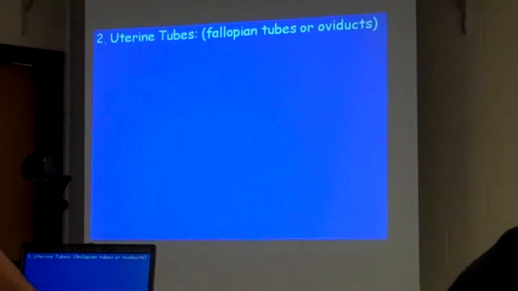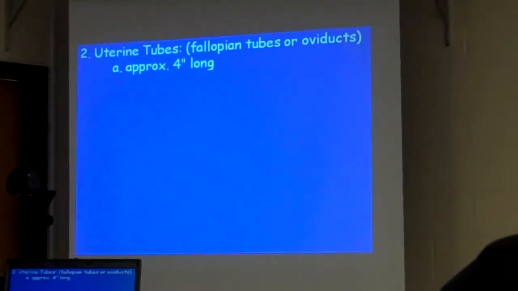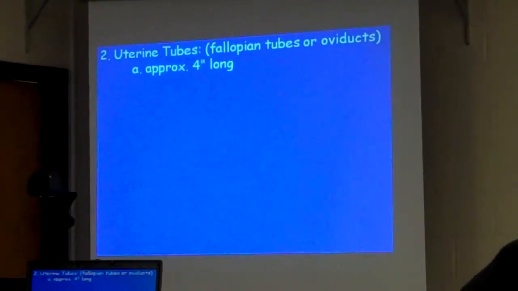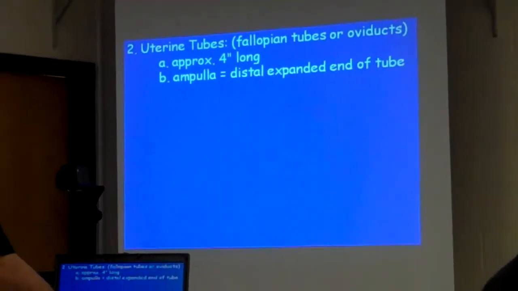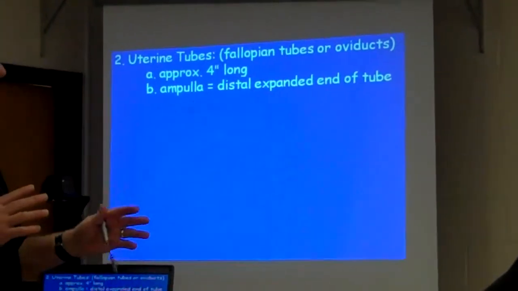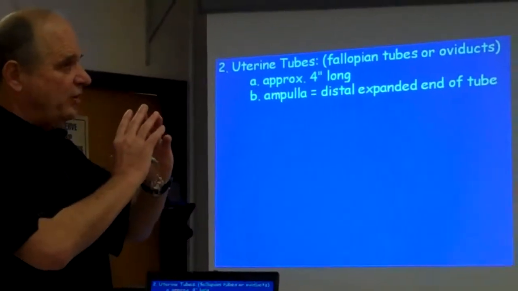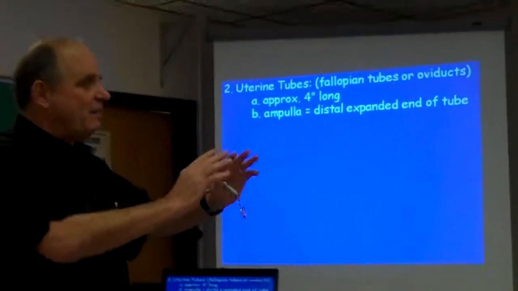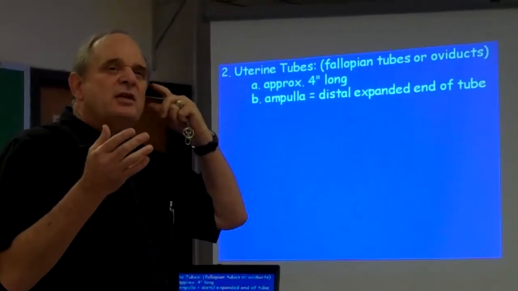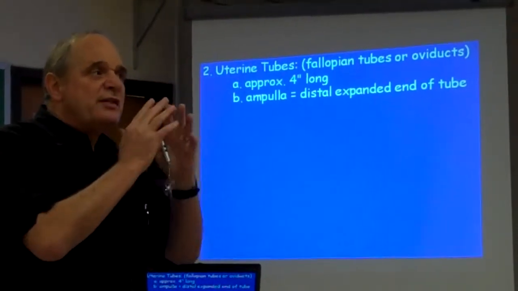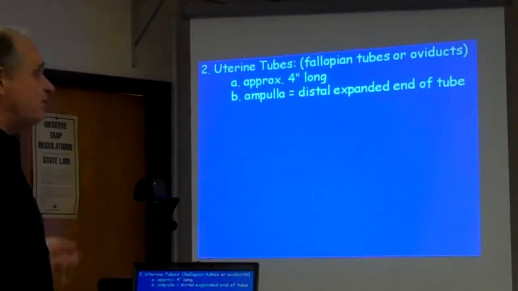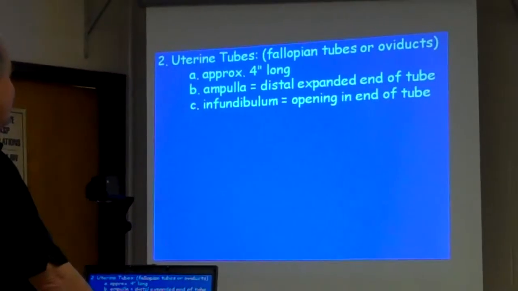Now, the uterine tubes, they're also called fallopian tubes, obviously. The uterine tubes are about 4 inches long. Here's one thing I want to mention about the fallopian tube. It's just like the vas deferens. The distal end of the vas deferens is called the ampulla of the vas deferens. We even use that term in 2401 in the semicircular canals. The ampulla of the semicircular canals is the swollen base of them. So the ampulla is the distal expanded end of the tube. And that's all ampulla means.